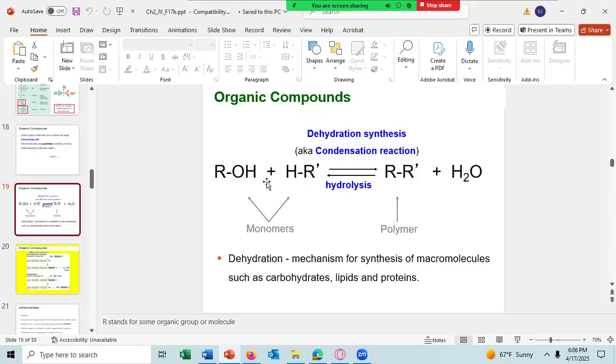So dehydration is a mechanism for synthesis of macromolecules such as carbohydrates, lipids, and proteins. Hydrolysis is the breaking down of the larger molecule to form a smaller molecule by adding water.